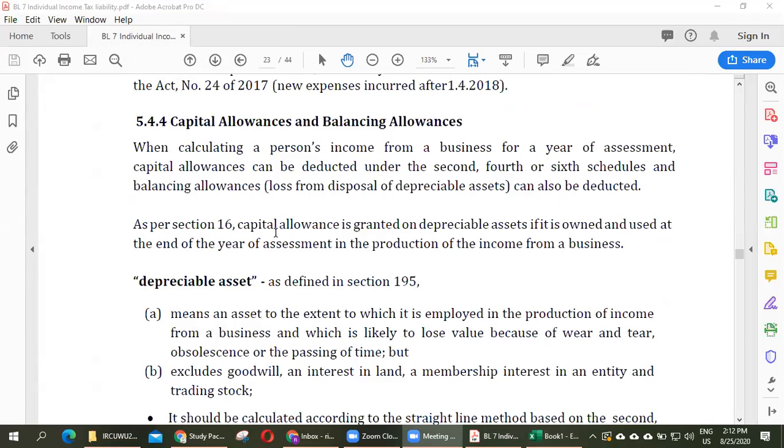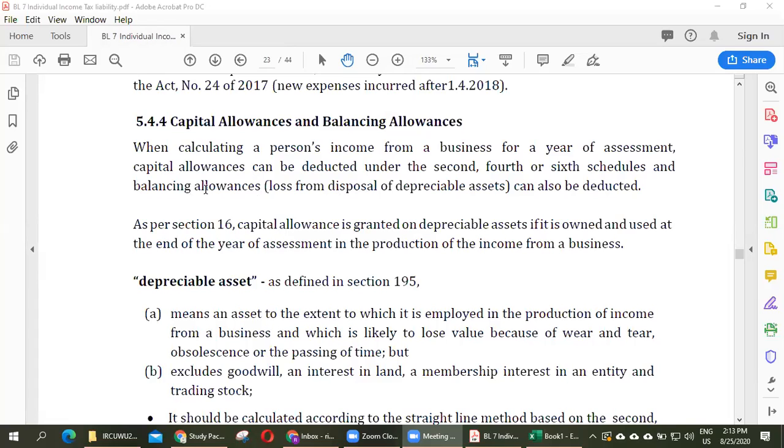When calculating a person's income from a business for a year of assessment, capital allowance can be deducted under the second, fourth or sixth schedule, and balancing allowance, loss from disposal of depreciable assets, can be deducted. I will explain later what balancing allowance means.